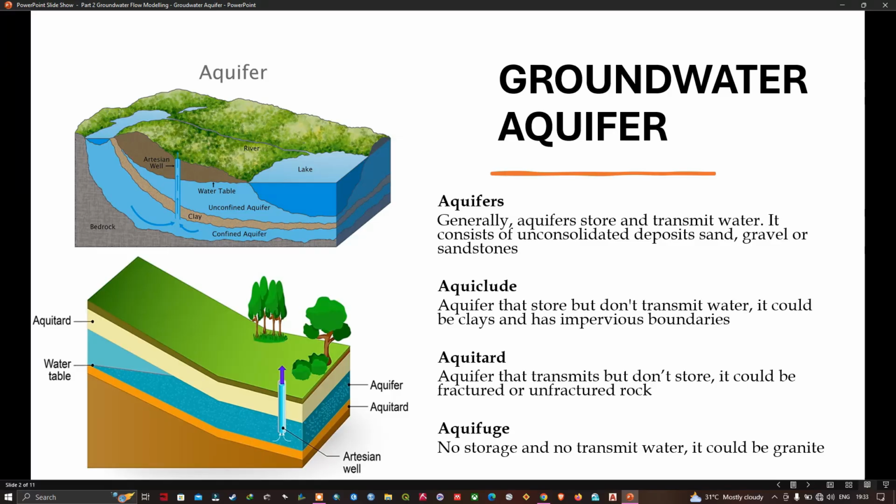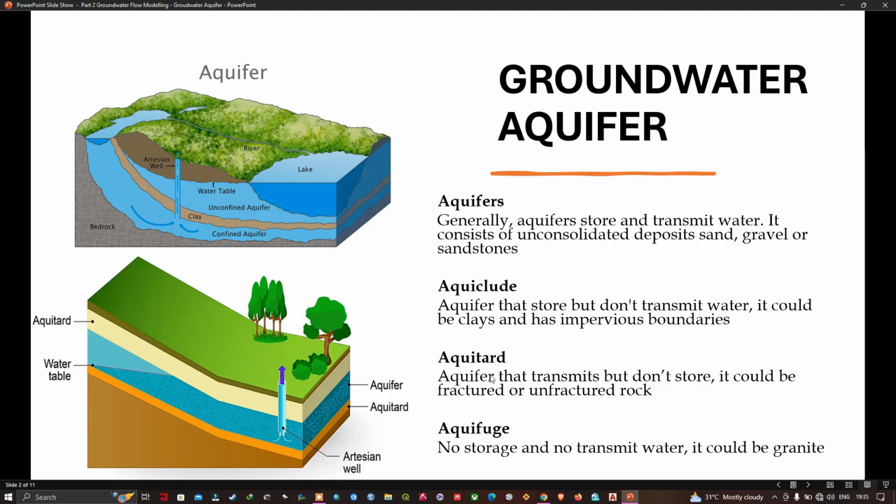So next we're going to focus on aquiclude. This is a layer that stores but doesn't transmit water. It could be clay and has impervious boundaries. So clay is an example of an aquiclude. Actually the clay can store water, but it cannot transfer water through it, so it can't be defined as an aquifer. So the third type is aquitard.